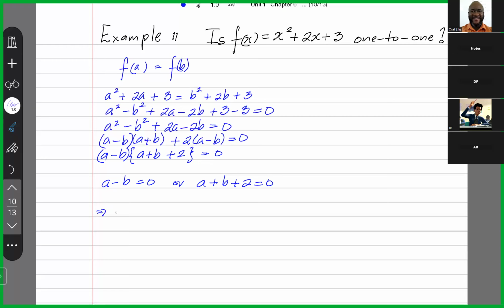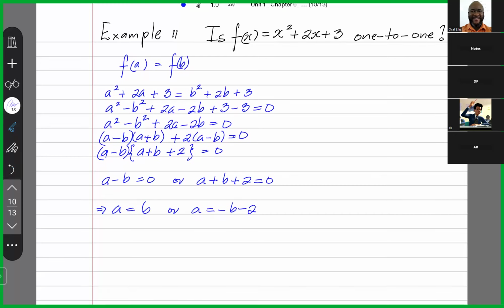Therefore, from the left side, a is equal to b, or on the right side, a is equal to minus b plus 2. Sorry, minus b minus 2.